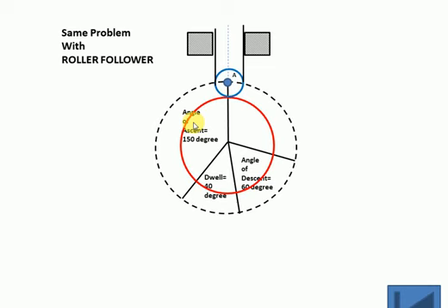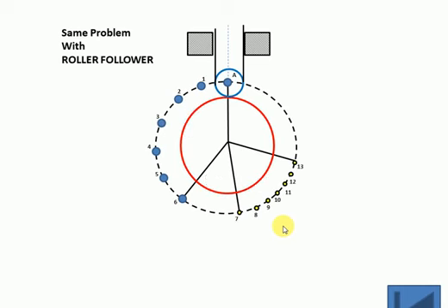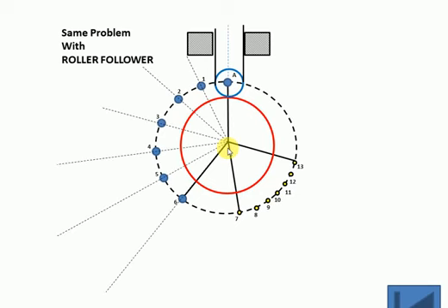We'll divide the angle of ascent into 6 equal parts, 1, 2, 3, 4, 5 and 6. In the same way the angle of descent into 6 equal parts as 7, 8, 9, 10, 11, 12, 13. In the same way, from the center of the cam we'll draw a line passing through points 1, 2, 3, 4, 5 and 6, and in the same way for 7, 8, 9, 10, 11, 12 and 13.